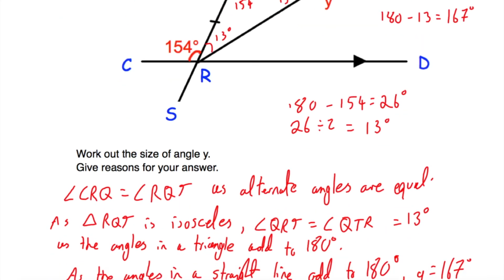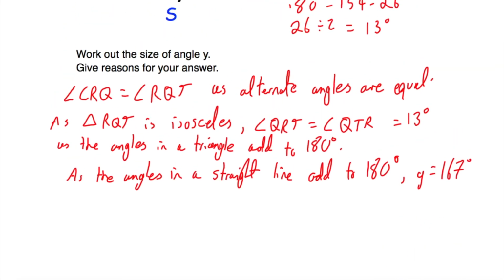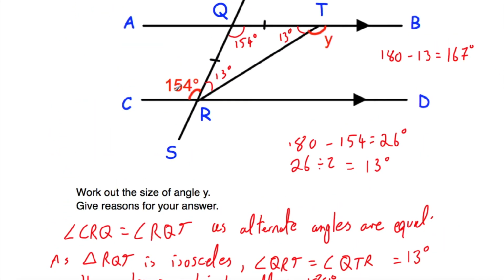And that's it. So find the size of angle y, that's 167 degrees. And there are reasons. So I started off with using the alternate angles and talking about the fact that those two angles would be equal to each other.